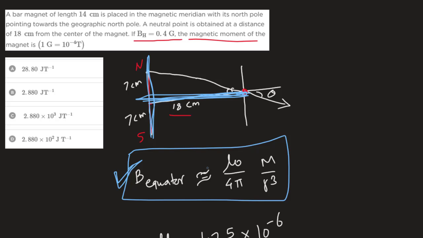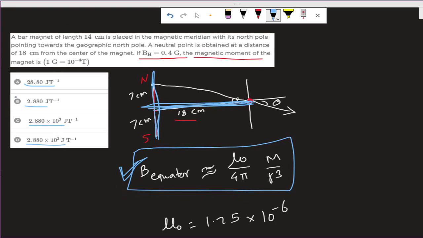And we can use this formula because if you look at the options, there is a lot of difference. For example, the first option is 28 joule per tesla, and here you can see there is 2.880 into 10 raised to 3. So there is a huge difference. So even if we get the approximate value, we can easily get the nearest option, right? Also, you need to remember this value mu 0, the permeability of free space.